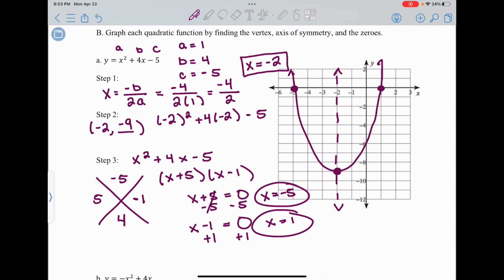And then I'm able to graph my parabola. And once again, this is a smiley face because my a value was positive. Let's end the video by trying one more.